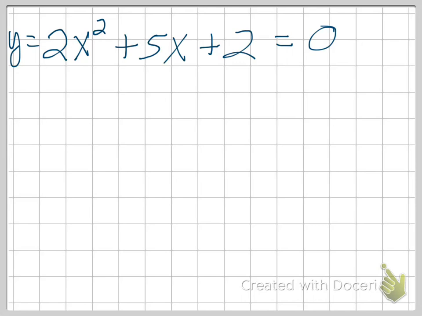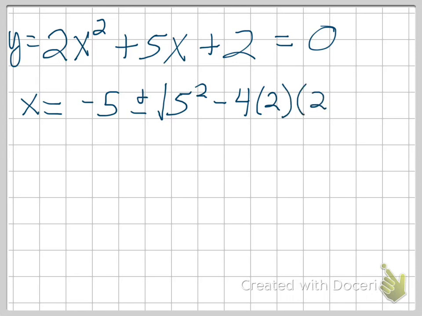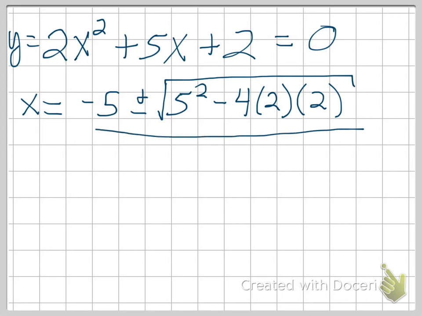How could we do this? Let's do quadratic formula. Let's make sure we got zeros. So x would equal negative b plus or minus the square root of b squared minus 4ac. Oh, and this is going to work out. And this is all over 2a, which is equal to 4.